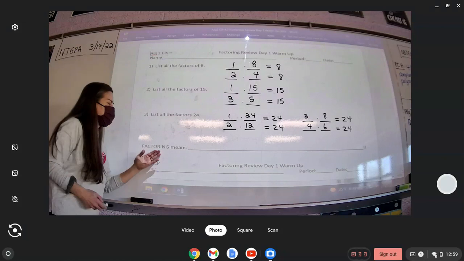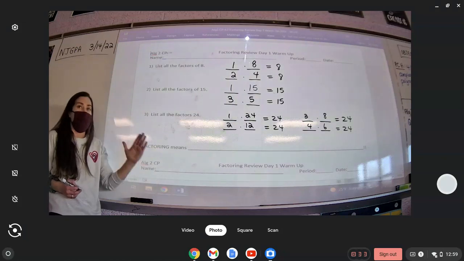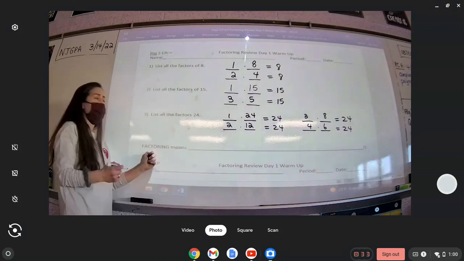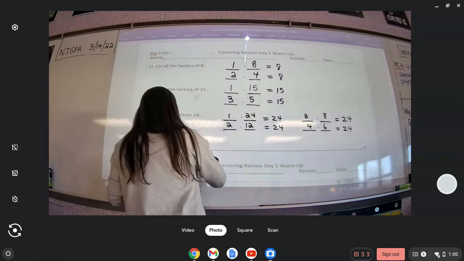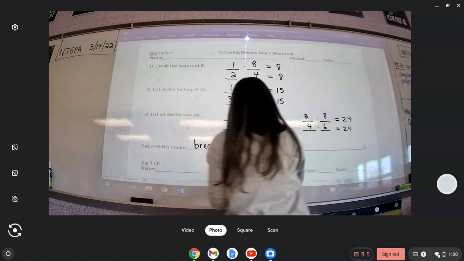All right, so I want everybody to write this down. What does factoring mean? It means to break it up into pieces that multiply. You need to see that F word and know exactly what it means. We are breaking it up into pieces that multiply.